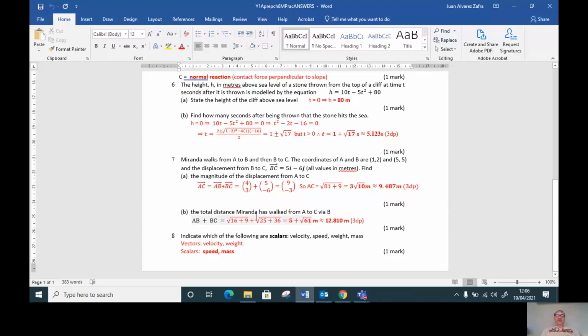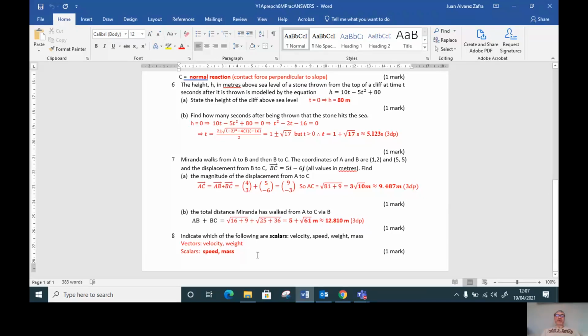The total distance Miranda has walked from A to C via B. Well, Miranda's walked from A to B, and the length of this vector is 4 squared plus 3 squared, square rooted. And then from B to C, which is 5 squared plus 6 squared, square rooted, if we add those two together, we get about 12.81. So notice there's a difference between the displacement from A to C and the distance that Miranda actually walked in going from A to C, because Miranda didn't walk in a straight line, she walked from A via B to C.